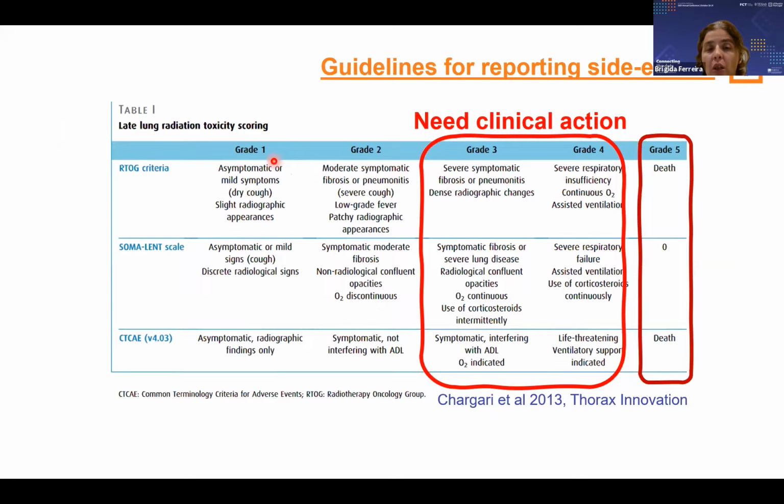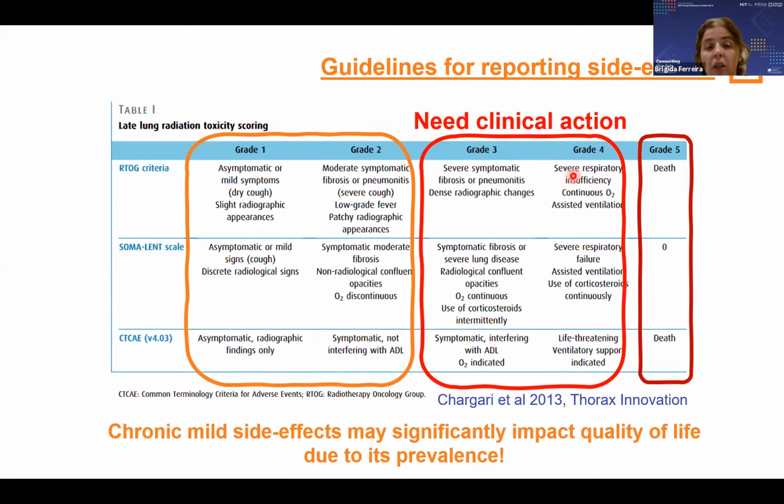The complications are generally divided into grade 1 to grade 5, where grade 5 represents death from these complications. Grade 3 and 4 are already severe complications that need clinical action. And then we have mild side effects that, because of their persistence, can significantly impact quality of life. So it could be good if we also include this in the optimization.